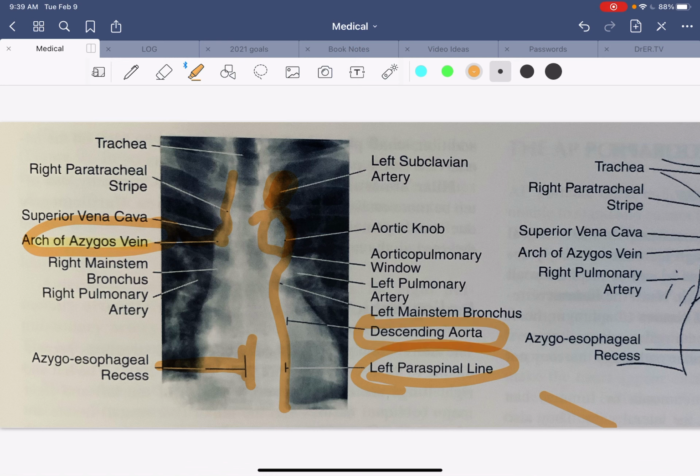All right. And then you got this here, which is the right pulmonary artery and the left pulmonary artery. And then this thing here called the aortopulmonary window. So where the aorta and pulmonary artery meet, that little meet right there is the aortopulmonary window.